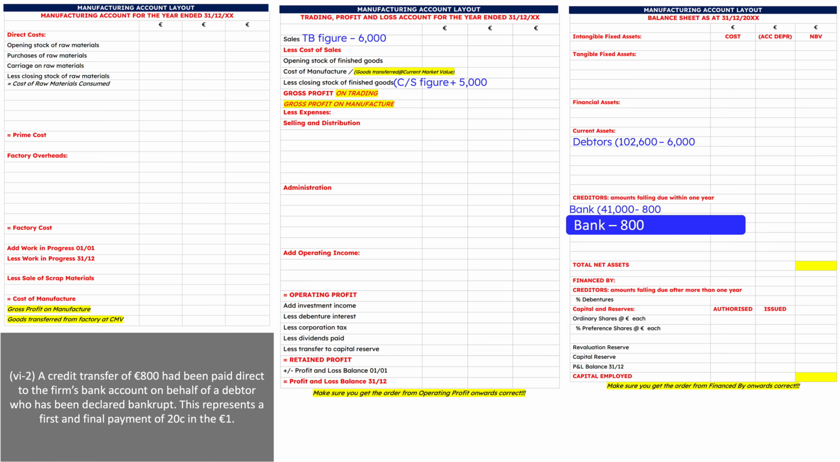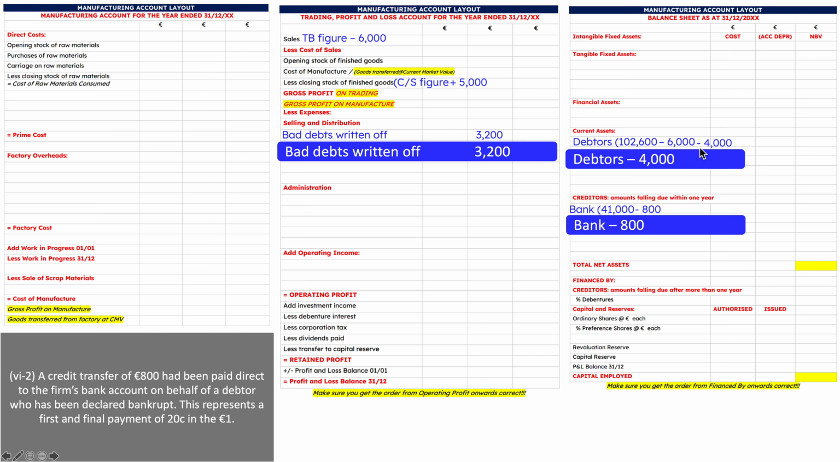So this represents first and final payment of 20 cent in the €1. So 800 is 20 cent or 20%. They're not going to receive the other 80%, which is 3,200. So that's bad debts written off here, 3,200. And then we're going to reduce the 100% from the debtors, which is €4,000 there.